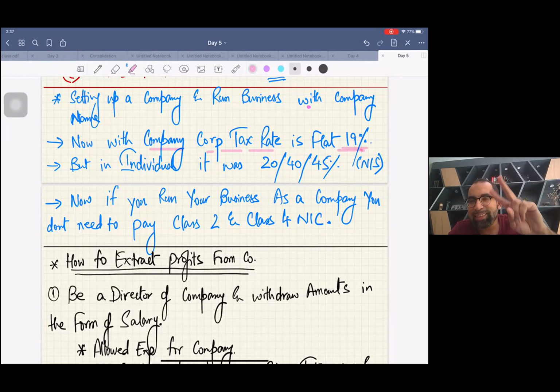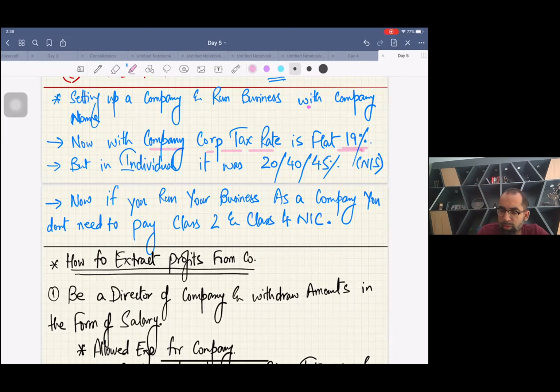Okay, but now just think, compare it with the previous version. If you run this business as a sole trader, then this income is a non-saving income, and for non-saving income the tax rates are 20%, 40%, and 45%, right?